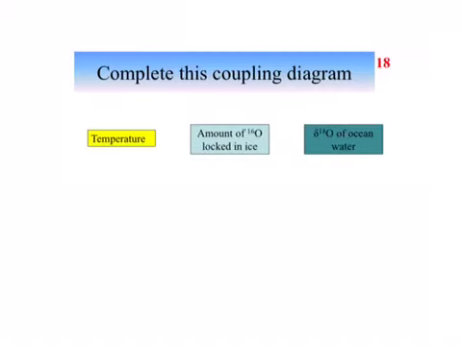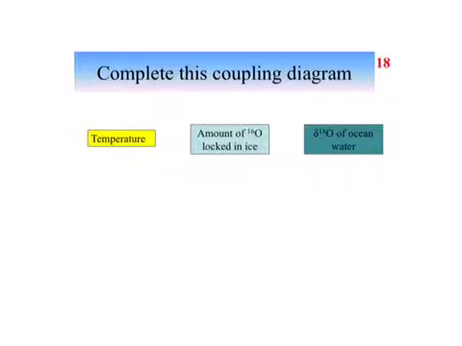So just as a way of reviewing, let's compute this coupling diagram. With warmer temperatures, well, let's actually start with colder temperatures. So we could think of more extensive ice sheets over the Earth. So with cold temperatures, we have a higher amount of O16 locked in ice. So what that means is that the ice sheets are larger with low temperatures.